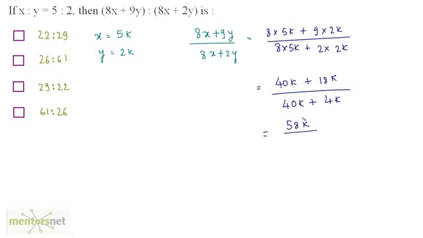58k divided by 44k. So this is equal to, dividing both the numerator and denominator by 2, so 2 times 29 is 58 and 2 times 22 is 44, 29 by 22 is the ratio. So option C is the correct answer.